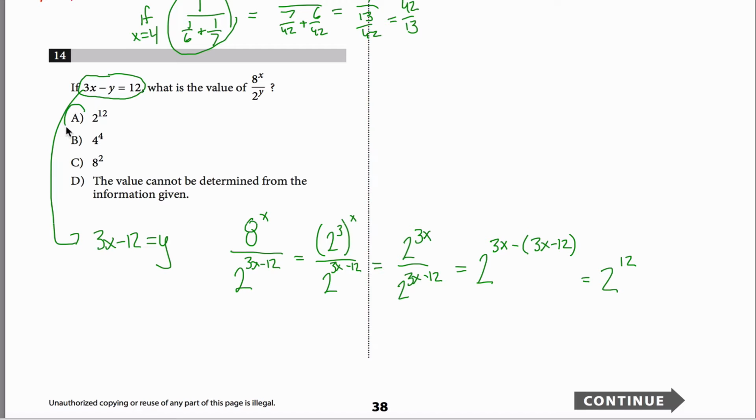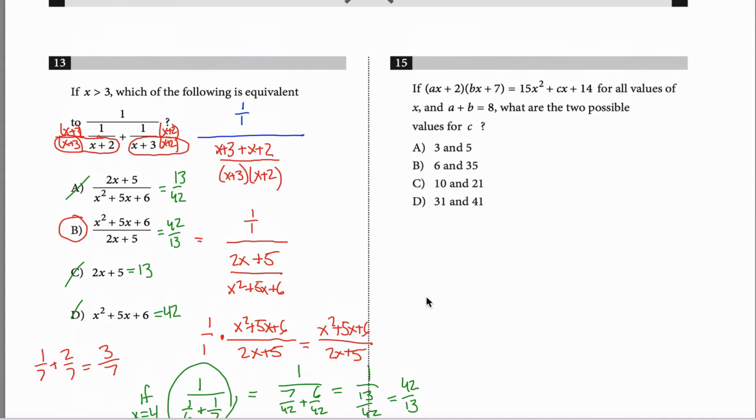You'll see that that is exactly what you have for answer A up here. It turns out that that is different from answer B and answer C. So it looks like the correct answer is 2 to the 12th power. Other ways of doing this, man, I don't know. It's a pretty tricky problem. I'm sure there are other ways you could solve this, but I think I'm just going to call that good and move on to number 15.